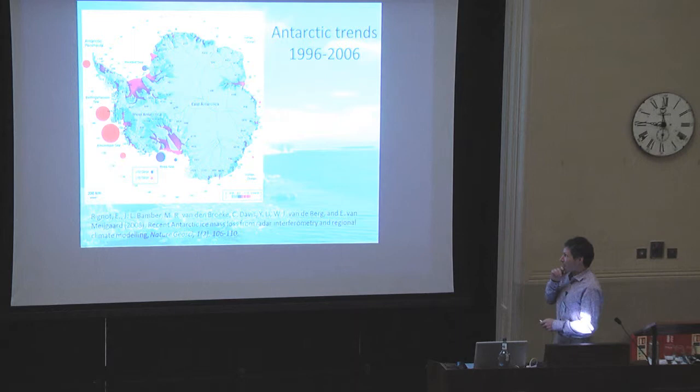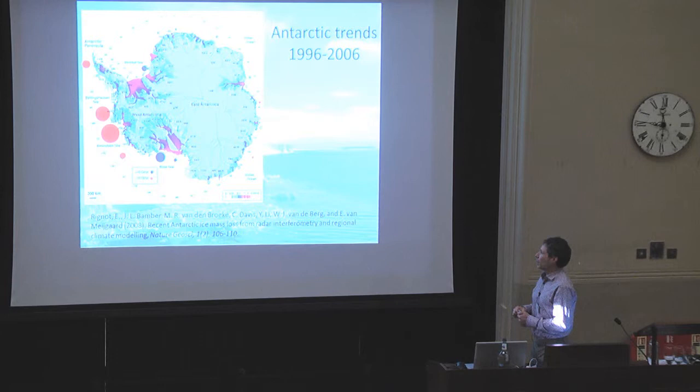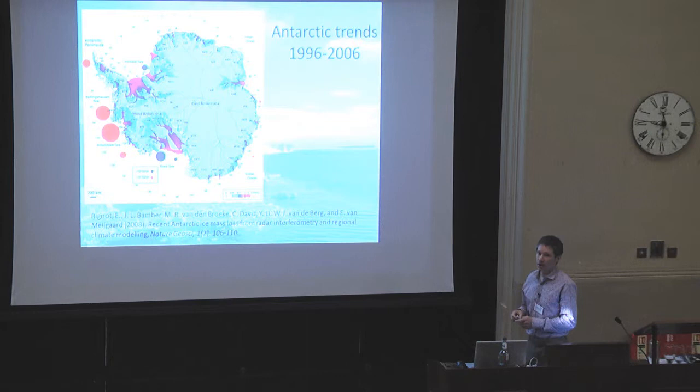In this study, there is a small positive and statistically significant contribution from East Antarctica, but it had a large uncertainty on it. And I think, if you look at the most recent literature, there is still some uncertainty as to whether East Antarctica is gaining or losing mass. That's an area where I really don't think we've quite nailed it yet. It's a huge area.